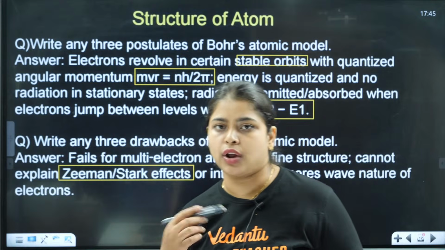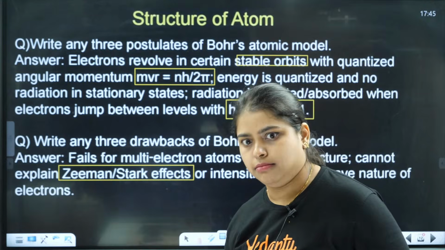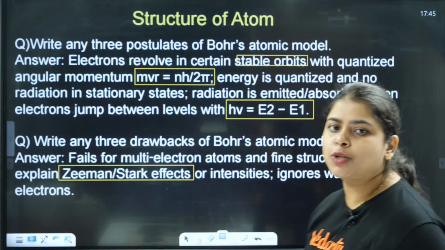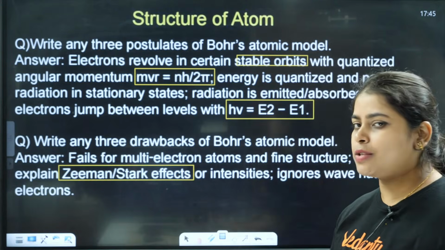It also ignores the wave nature of electrons, according to Bohr's model. Means what? He told it would happen, but it didn't happen. For that reason, it is a drawback of Bohr's model. We are getting lots of drawbacks compared to the good things. This is what chemistry is.